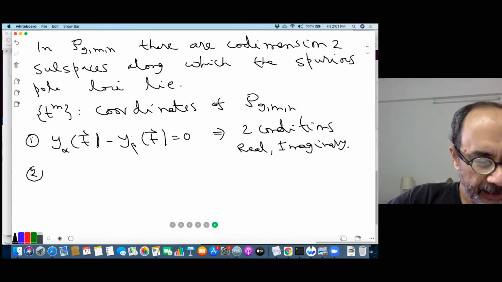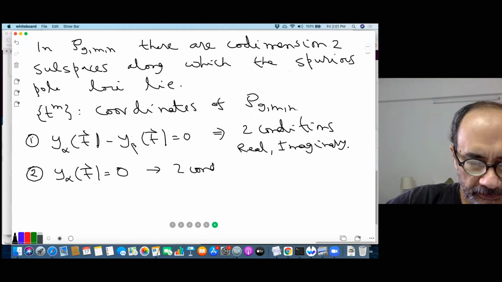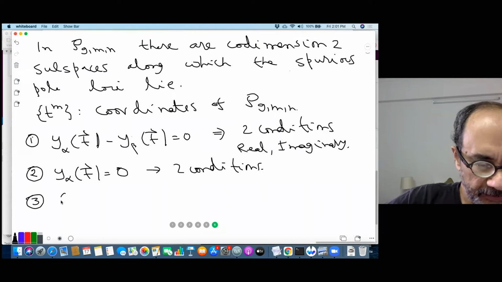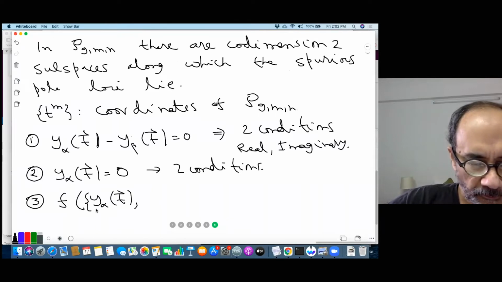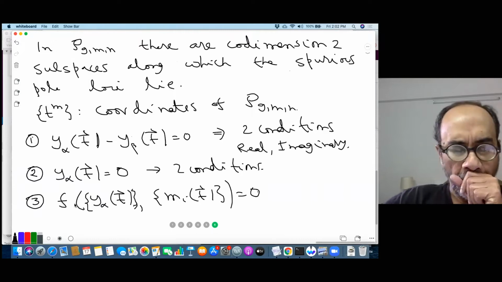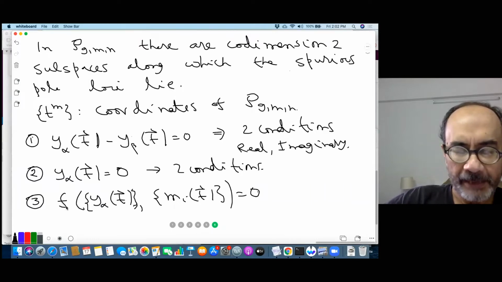The second class had y alpha of t equal to 0. Again, two conditions. And the third class had this form, the complicated function, but nevertheless, I can write this. This is a complex function, so again you have real and imaginary part. So again, two conditions.